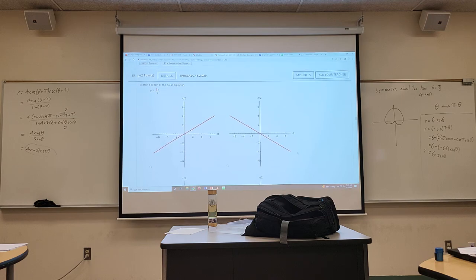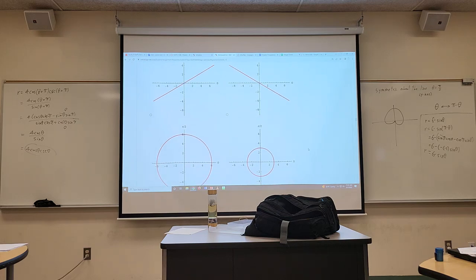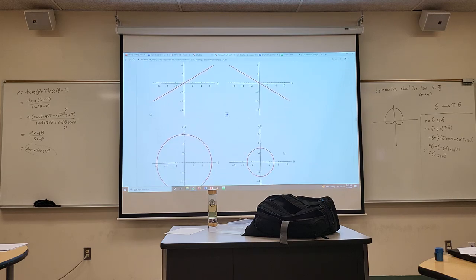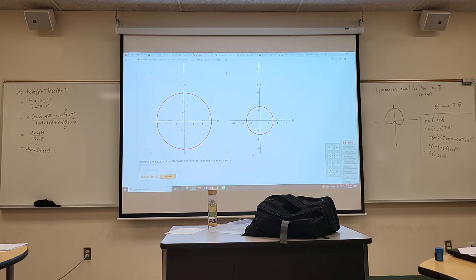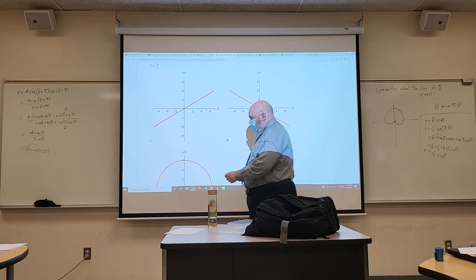Theta equals 5 pi over 6. Which one is that? So it's top left, right? Top right. Wait. 5 pi over 6. Where is 5 pi over 6? Pointing this way. Oh, in the second one. I forgot where it was again. Now, what about the equation in rectangular coordinates? That one's less obvious. So let's have a look. Is it minus x over 2? That should work.